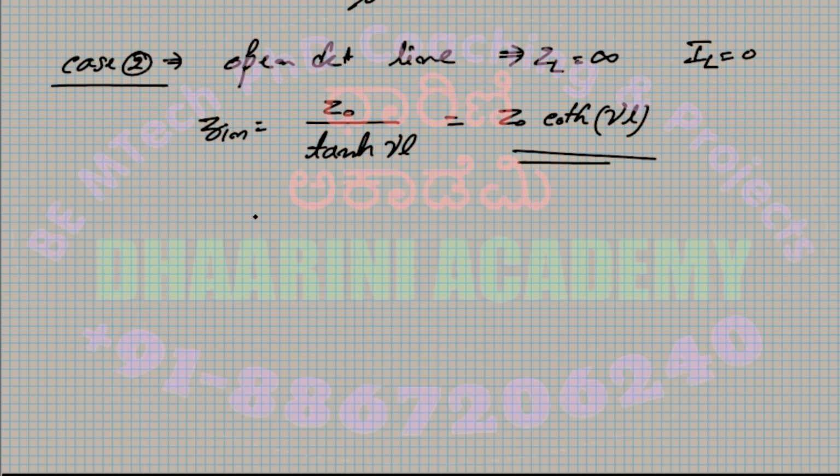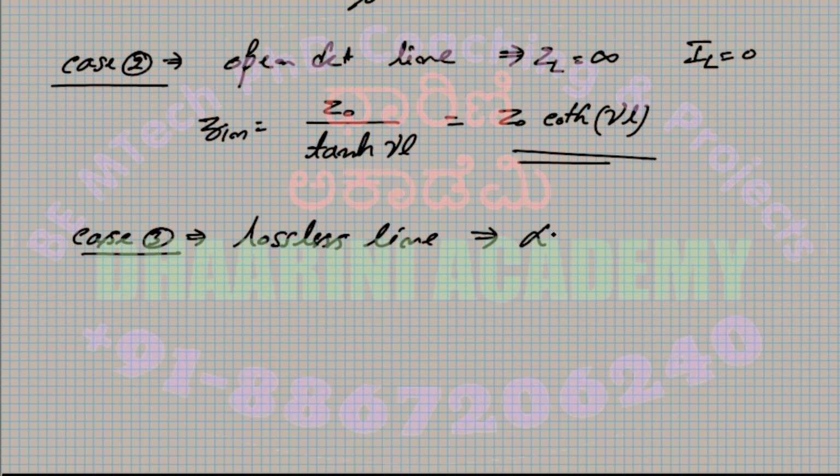Okay, we have another case to study here. That is case 3. This is also very common in problems. That is a lossless line. If you remember, what is a lossless line? The gamma becomes a pure imaginary quantity. Gamma is equal to alpha plus j beta, where alpha is equal to 0. Just try to recall what we studied earlier. And gamma becomes simply j times beta.